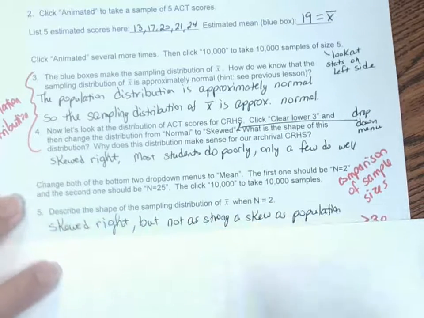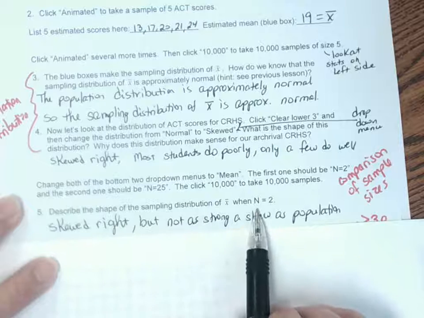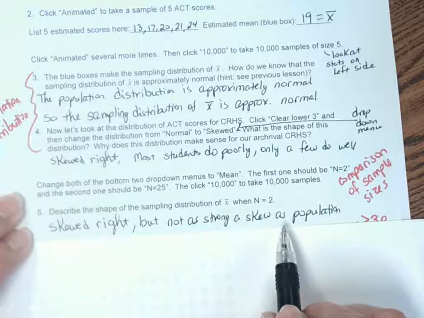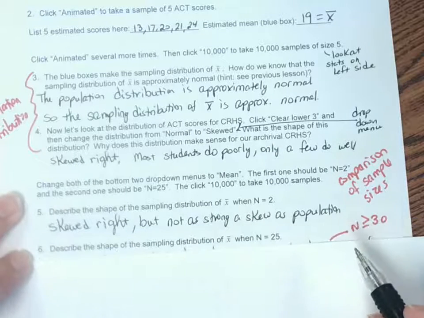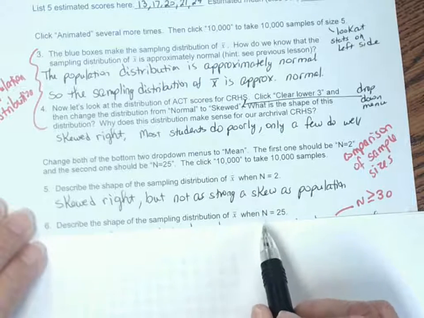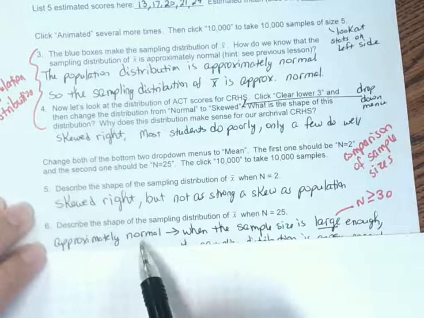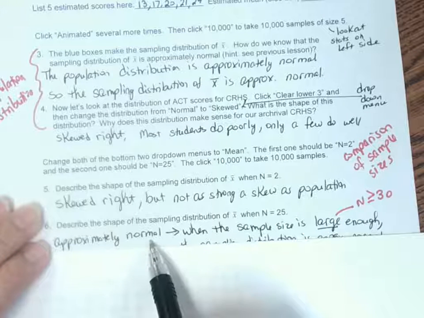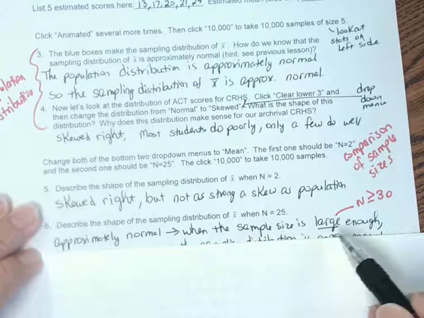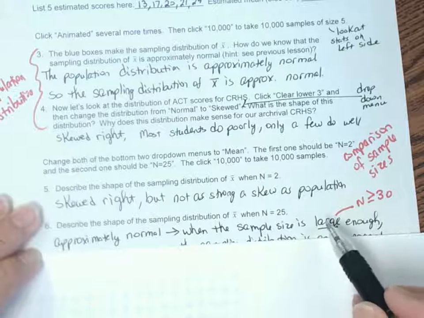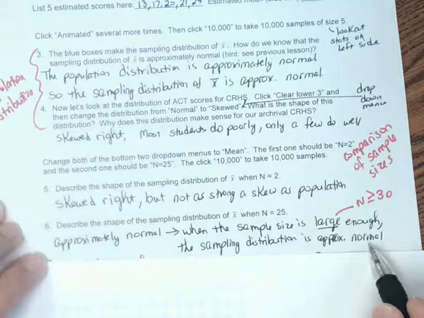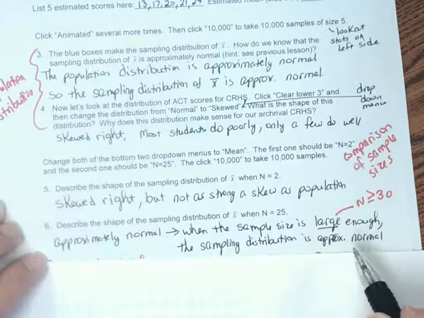And if we were to describe the shape of the sampling distribution when our sample size is 2, it's still skewed to the right, but not as strong a skew as we had in the population. However, the sampling distribution when our sample size is 25 is approximately normal. And this is our central limit theorem, that when our sample size is large enough, and we define large enough as greater than or equal to 30, then the sampling distribution is approximately normal, even if the population was skewed.